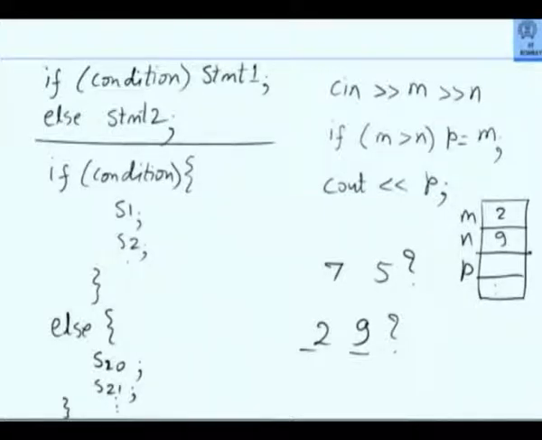How do we represent such values? We write a question mark inside, saying we don't know. It's very important to understand that we don't know. And when we don't know, C++ also does not know.